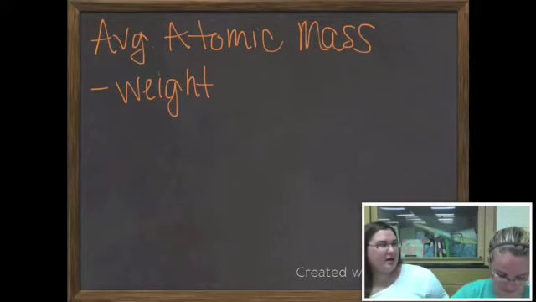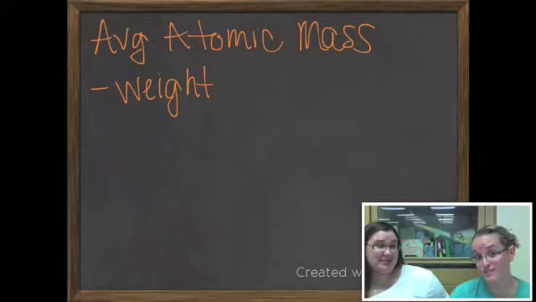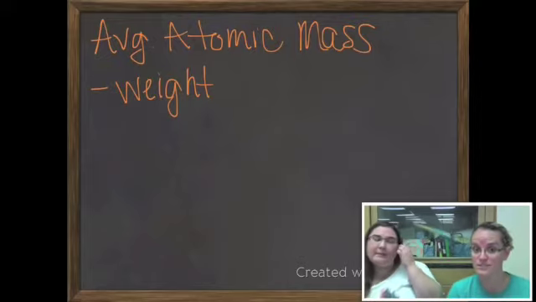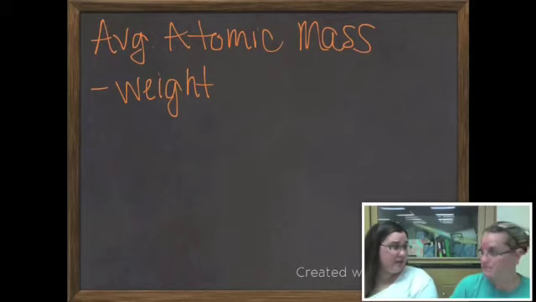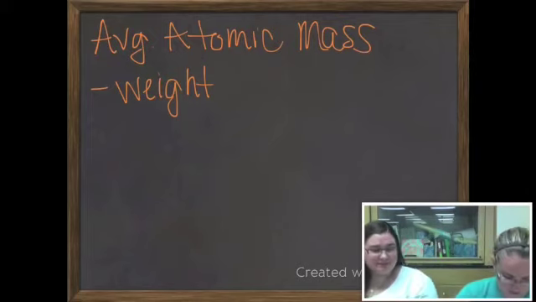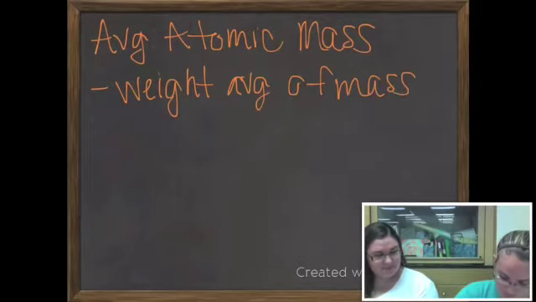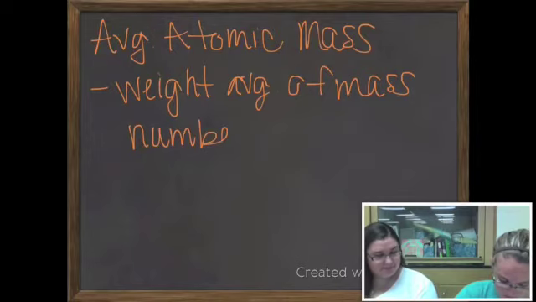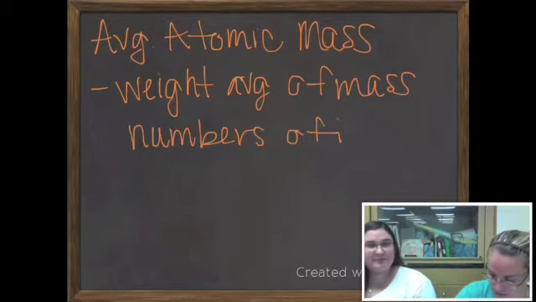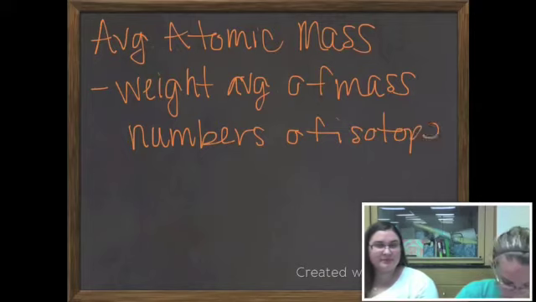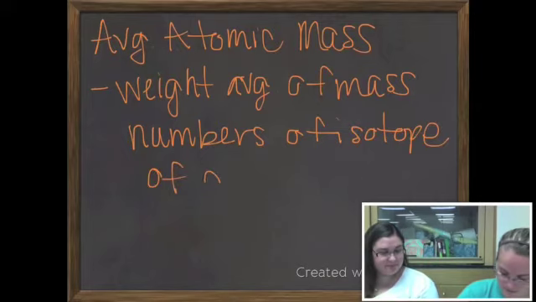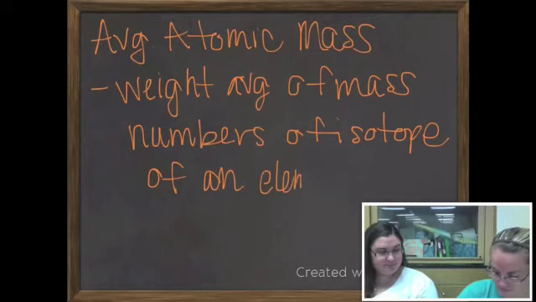It's kind of like averaging your GPA. For those of you who have classes that have a little bit more pull than others, let's say an AP class or a PAP class. Exactly. So we have a weighted average of our mass numbers of the isotopes of an element. Okay, so we need to get that down.